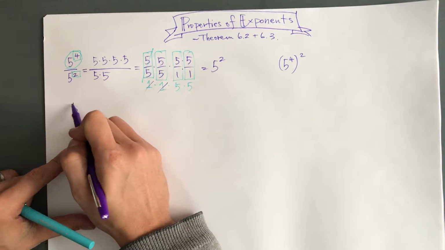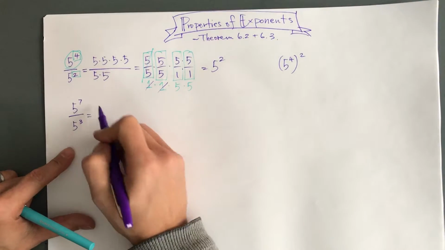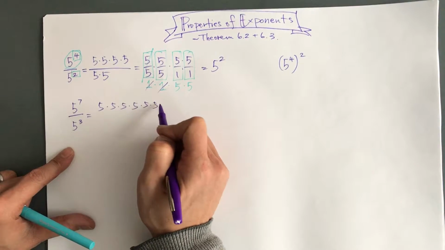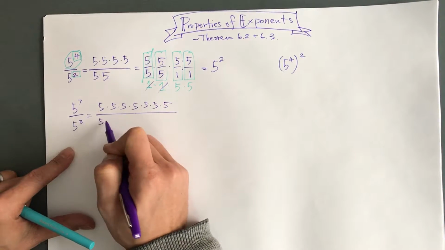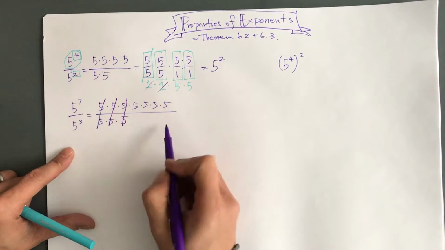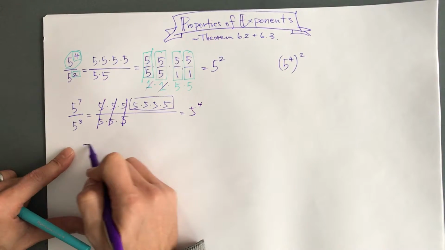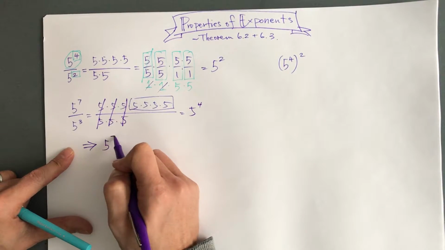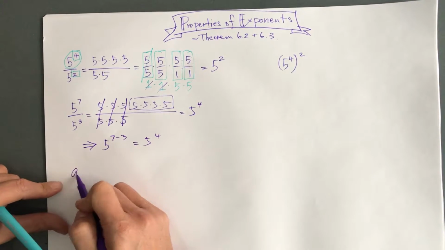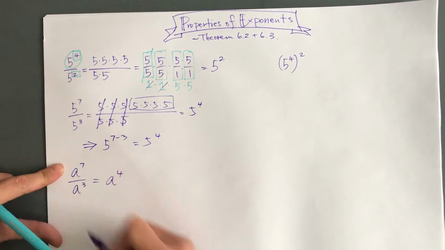So let's say we have 5 to the 7th power over 5 to the 3rd power, right? That's going to be the same as this: 7 copies upstairs and 3 copies downstairs. And that's 1, 1, 1, and we have 4 copies left. So that's 5 to the 4th. Long story short, we have 5 to the 7th power minus 3 equals 5 to the 4th. That's true for this one too, which is going to be 8 to the 4th power because you subtract.